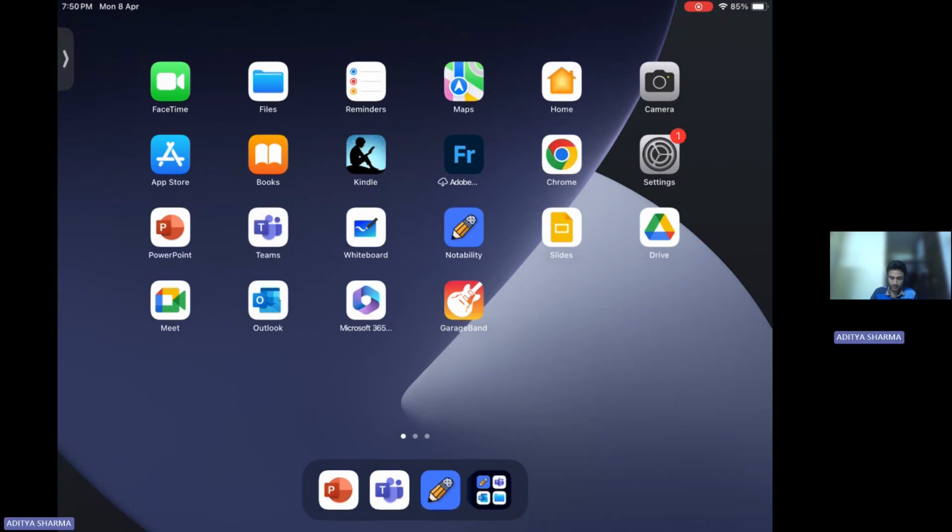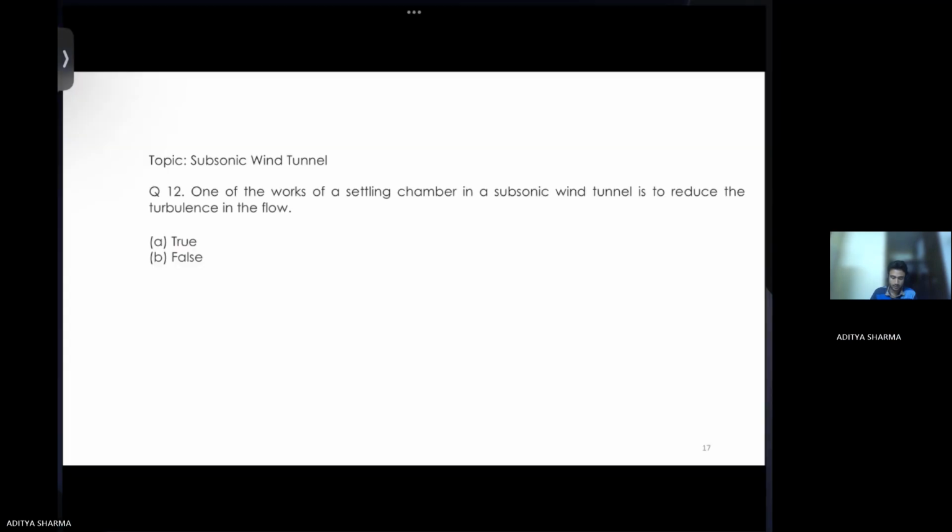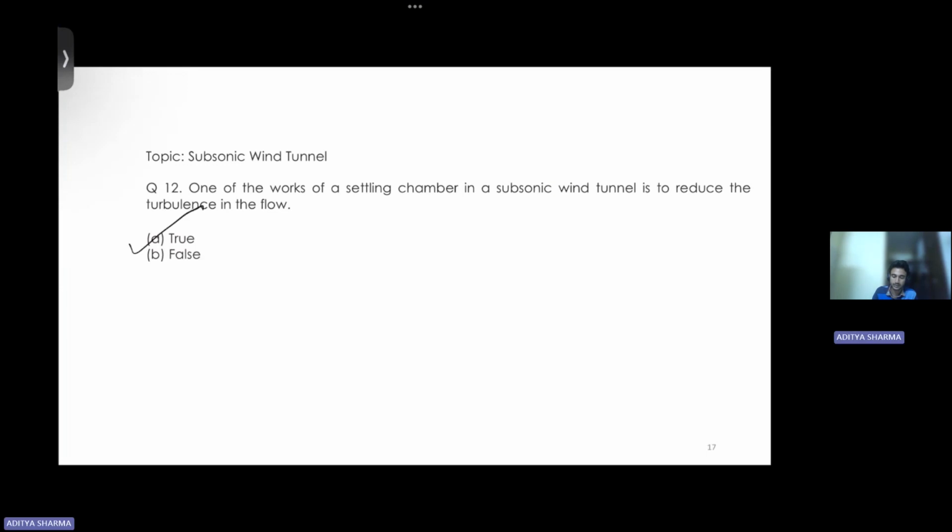So this way, if we see our statement, it's true, right? One of the primary functions of a settling chamber is to reduce the turbulence in the flow, right?